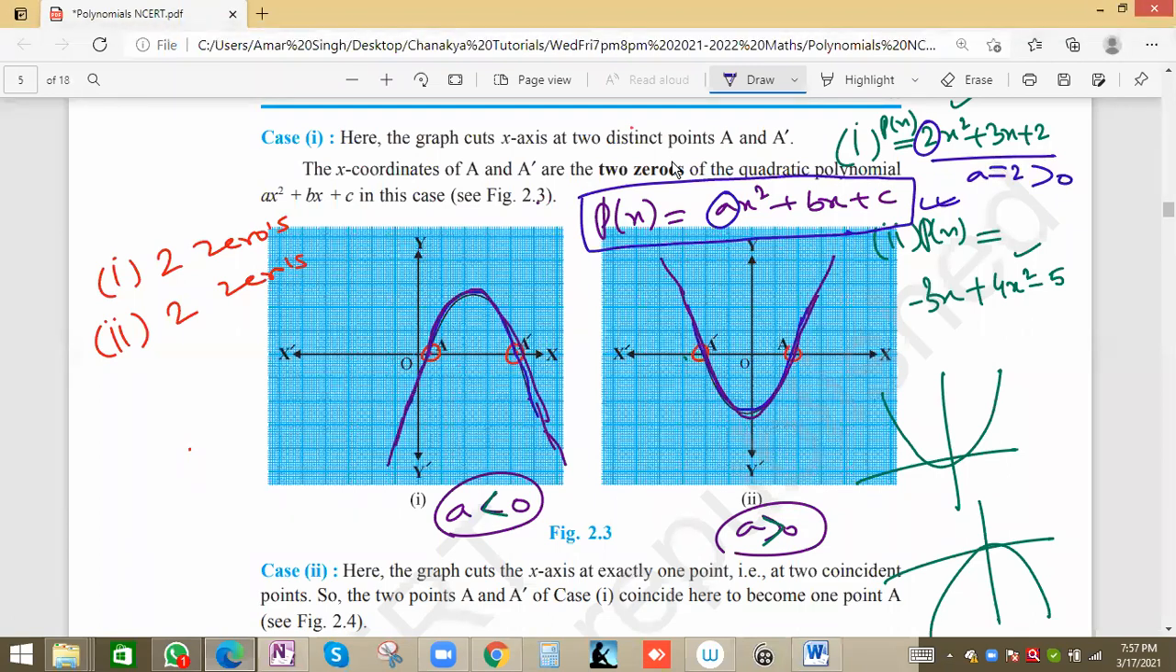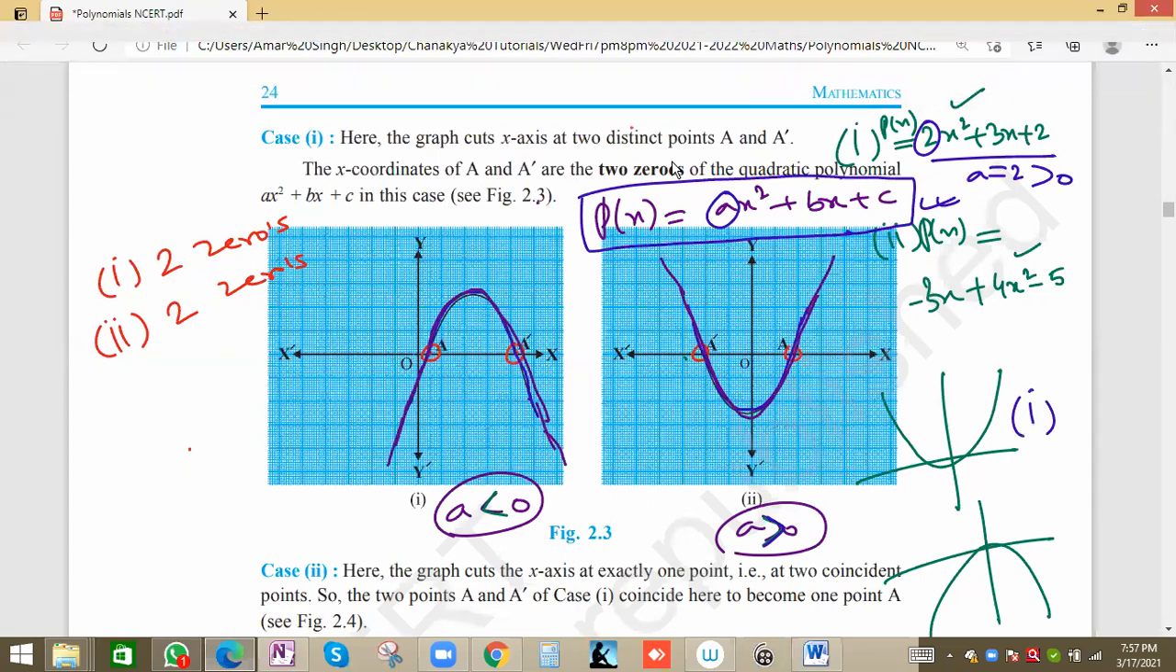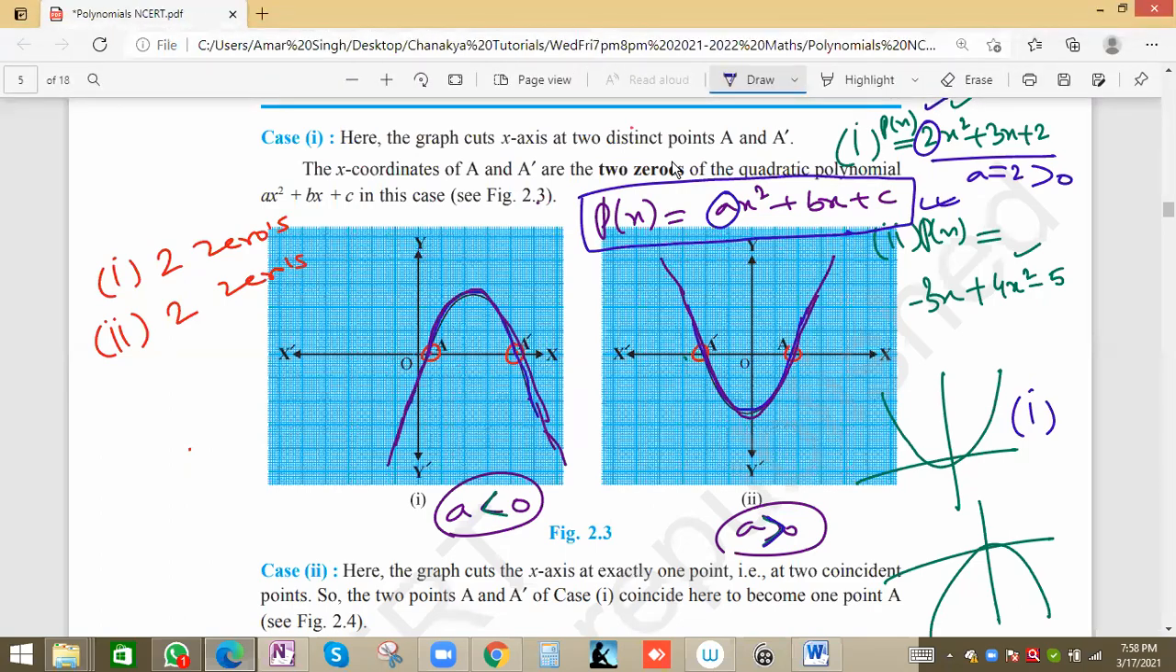And we know that for a greater than 0, the graph will open in the upward direction. So this is for the first one. The graph will open in the upward direction because we have the a value 2, and 2 is greater than 0. How did we obtain 2? By comparing with the standard equation. The standard equation is ax square plus bx plus c, and the given equation is 2x square plus 3x plus 2. So the x square coefficient is basically the a value. Here a, and here 2. A value 2 is greater than 0. That means the graph will open in the upward direction.